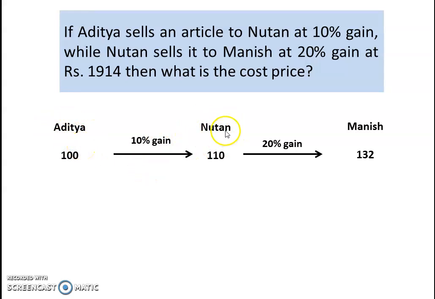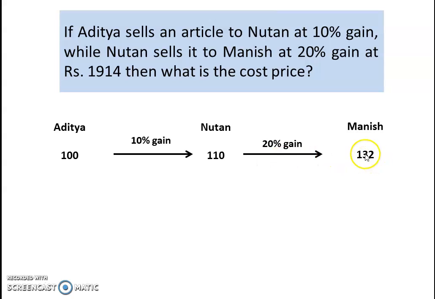Now for Nutan, it is the cost price. Now Nutan sold it to Manish at 20% gain. So 20% of 110 plus 110 is equals to 132. If you have doubt how to calculate percentage, you can refer the percentage video link given in the description box.